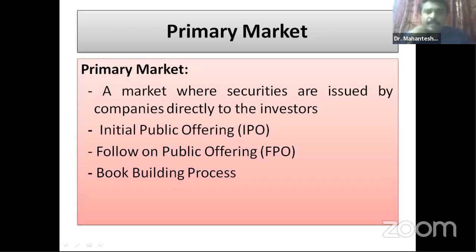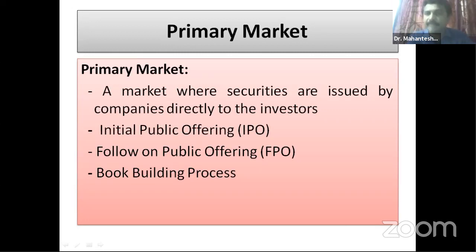Now, in the book building process, unlike a fixed price, here there is going to be a range of two prices. We call it a price band. Price band is a range. It will have two prices, one minimum price, another maximum price. Let's take an example. A company wants to go for an IPO, and it will fix the price band. The minimum price is rupees 100 and the maximum price is 120.